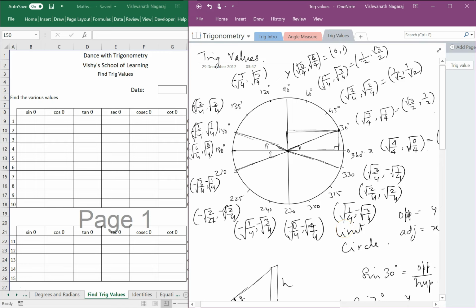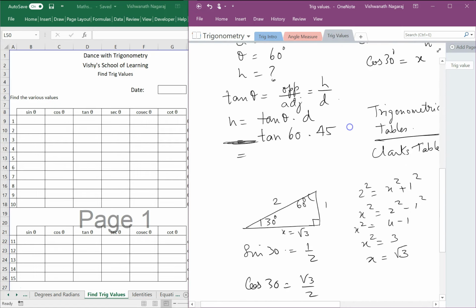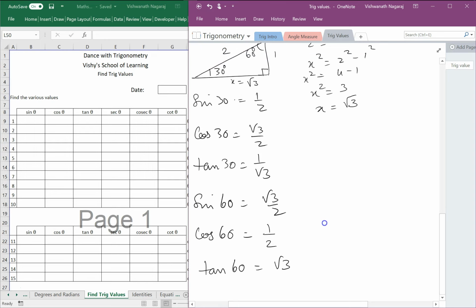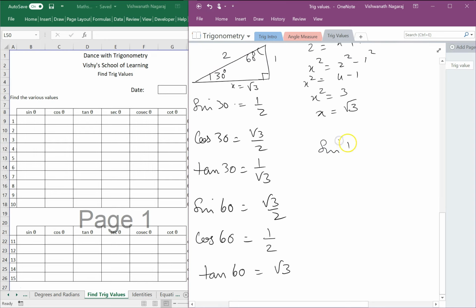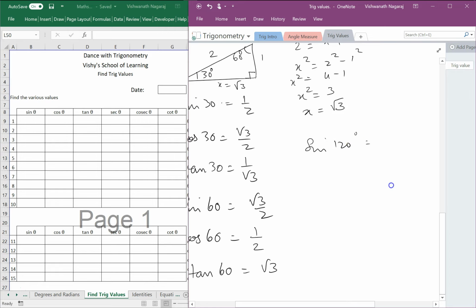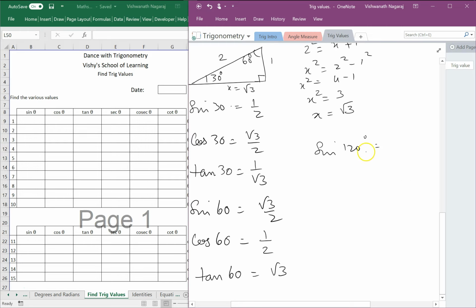So if you think about it, the only thing you have to remember is the values for the acute angles. In the first quadrant only you have to remember. For second, third and fourth, you can figure out the values and just take care of the sign. For example, let's say sine 120 degree. It comes after 90. Before 90 it is 60. So we know sine 60 is root 3 by 2, so this would also be root 3 by 2.